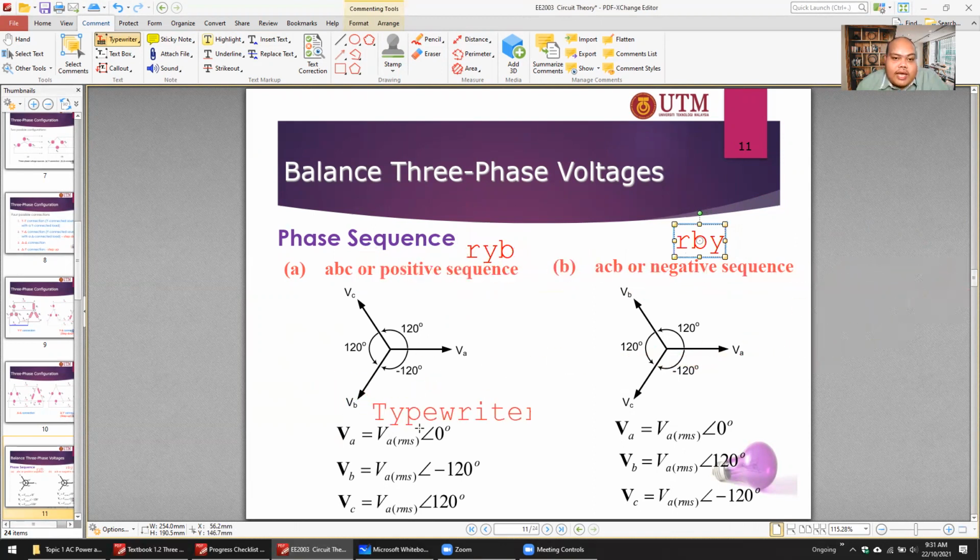On positive sequence, you can see here A is the same, you have 0 degrees. But for B and C, it is different. For positive sequence, we move to negative 120, negative 240. So basically you move down, or you move clockwise. Positive sequence is basically clockwise.